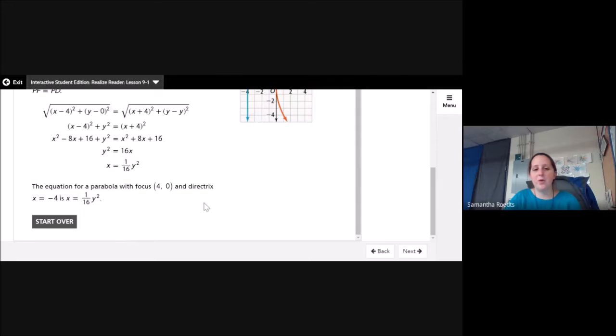The equation for a parabola with focus (4, 0) and directrix x equals -4 is x equals 1/16 y squared.